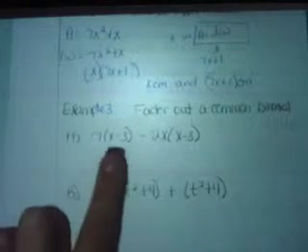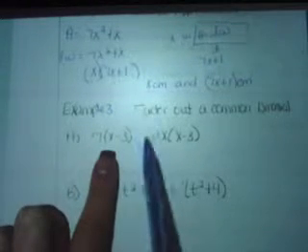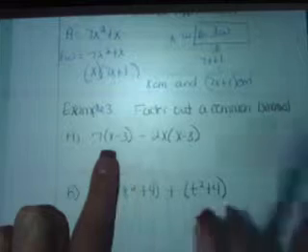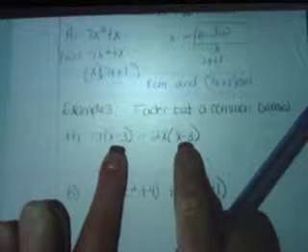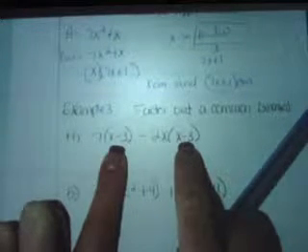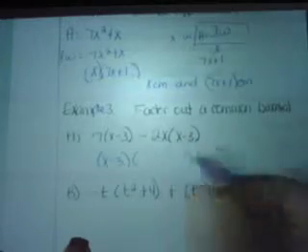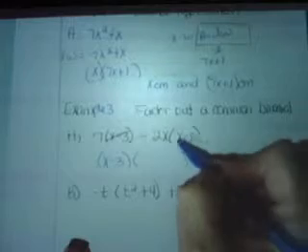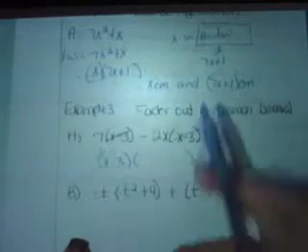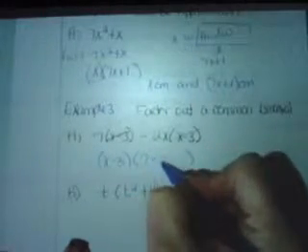Factor out a common binomial. Well, let's look at A. I have 7 times x minus 3 minus 2x times x minus 3. I can see that we have an x minus 3 in common. That's a common binomial in each term. So I'm going to factor out the x minus 3. Everything else goes in parentheses. I'll mark out the binomial after I factor it out. That way I can easily see that I'm left with 7 minus 2x.